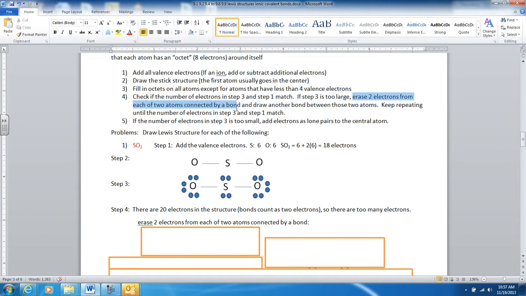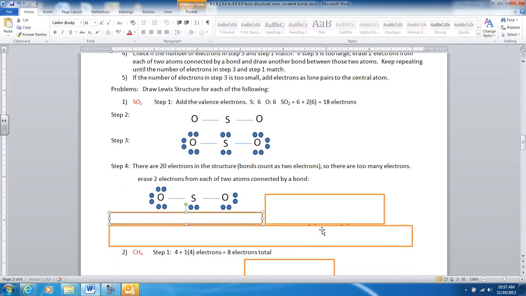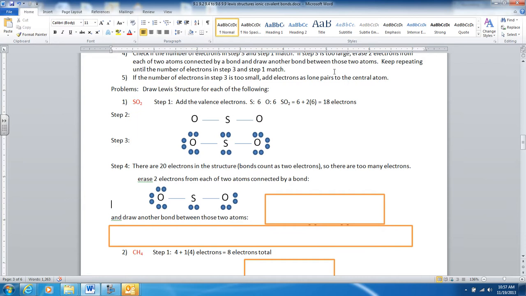We need to do what this says. It says erase 2 electrons from each of 2 atoms connected by a bond and draw another bond between these 2 atoms. So I could erase these 2 and these 2, or these 2 and these 2. There's lots of choices here. There's lots of correct answers. I'm going to show you just one possible correct answer. So I've erased 4 total electrons, and then I have to draw another bond between those 2 atoms. I took the electrons away from these 2, so I'm going to put a bond in here right now.